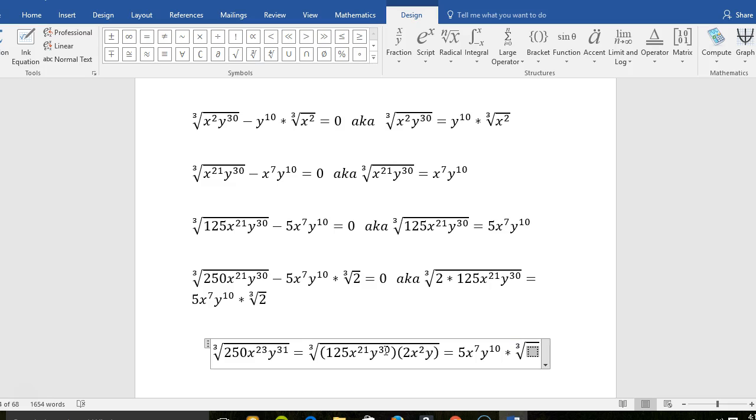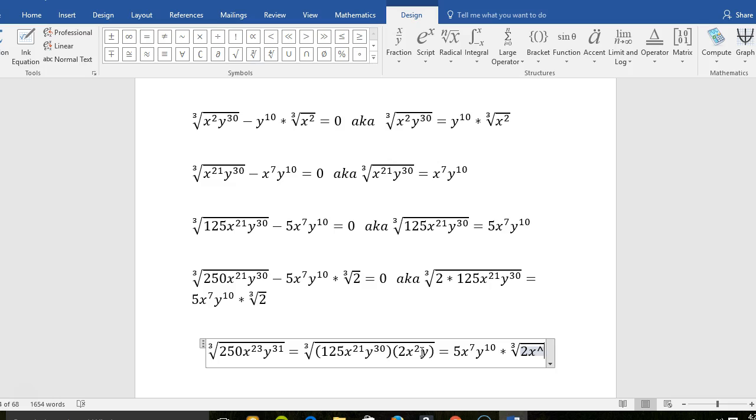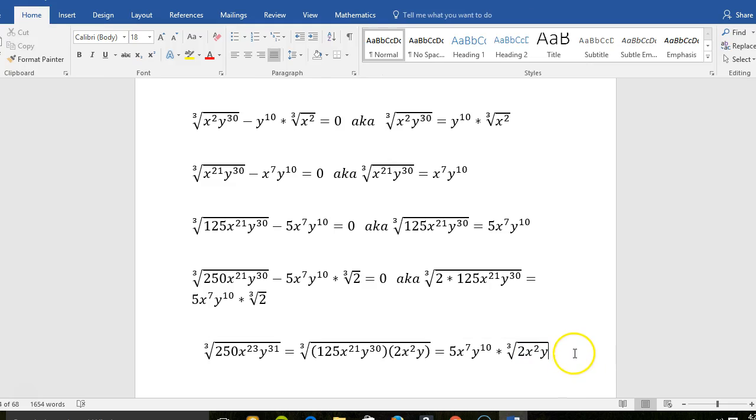But anyway, now notice this 2x squared y here? He's stuck. None of those guys can come out. The 2 can't come out, the x squared can't come out, and the y can't come out. So that term is stuck. 2x squared y is really just 2 times x times x times y. So, nothing can come out. And indeed, the power of 2 here and the understood power of 1 here are both smaller than the index of 3. Okay, so there's that.